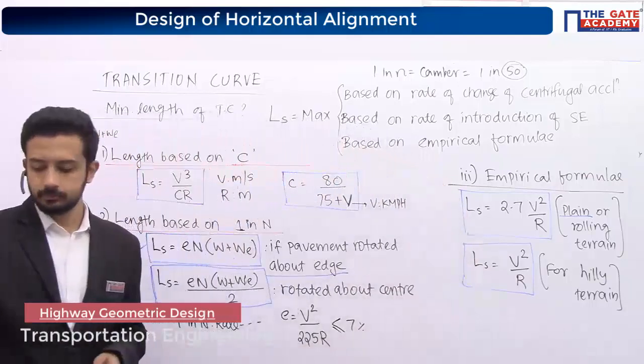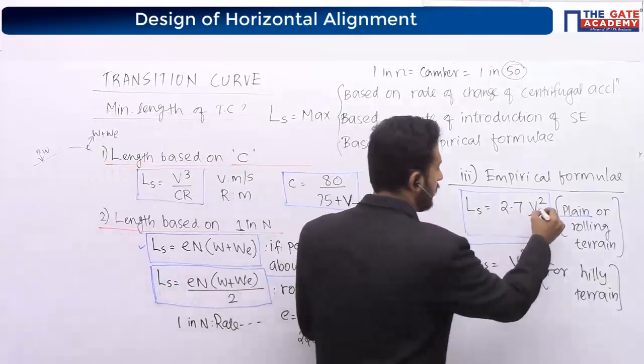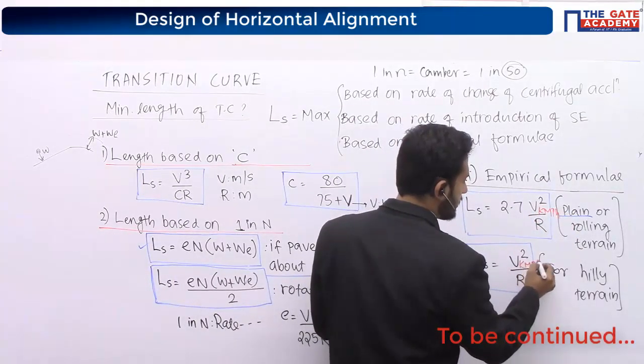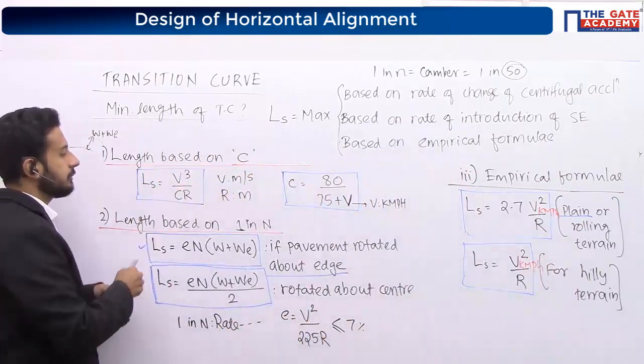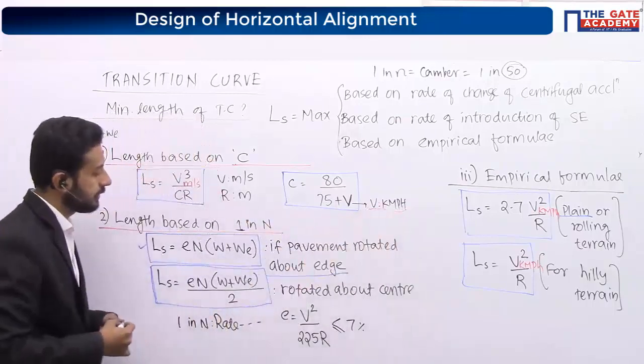That's it. Here also V is there. That V should be in kilometer per hour. This is a sub case, so this is also kmph. Only meter per second we are using in the other place. Here also it is kilometer per hour. Remember.